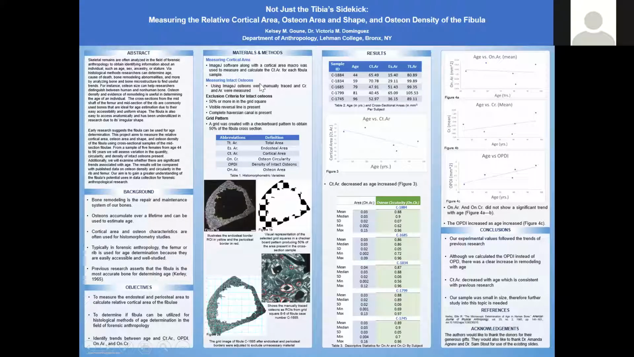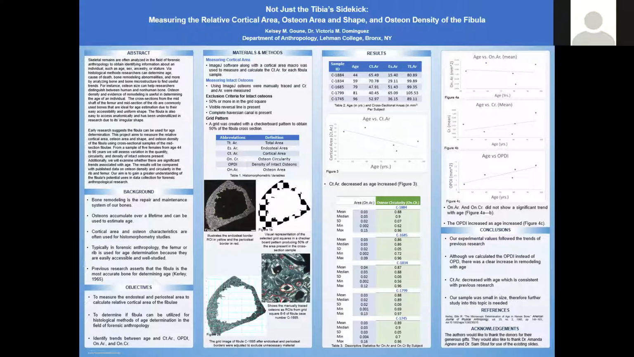Hello, everyone. My name is Kelsey Gounet. I am a biology undergraduate student here at Lehman, previously an anthropology, biology, chemistry student as well. So now I'm minoring in anthropology. The purpose of my research today is using histological measurements in order to understand the relations that the fibula can be used for in the field of forensic anthropology.